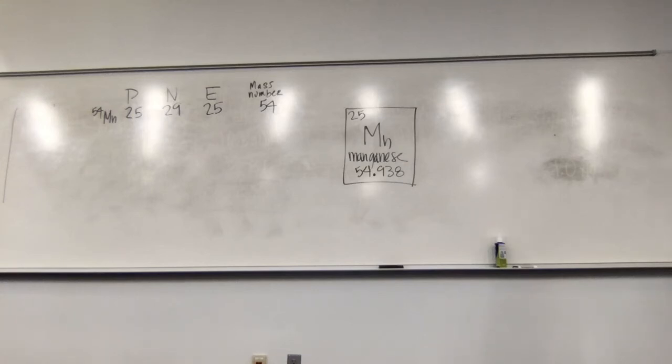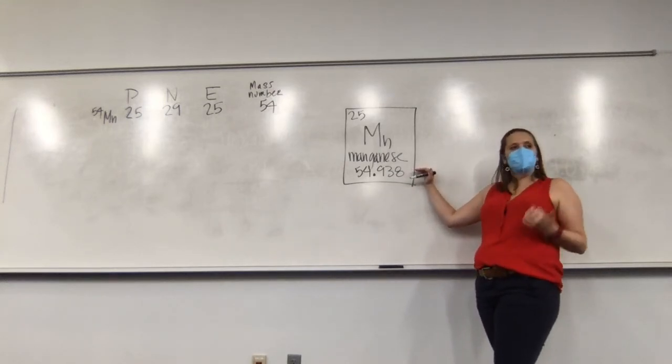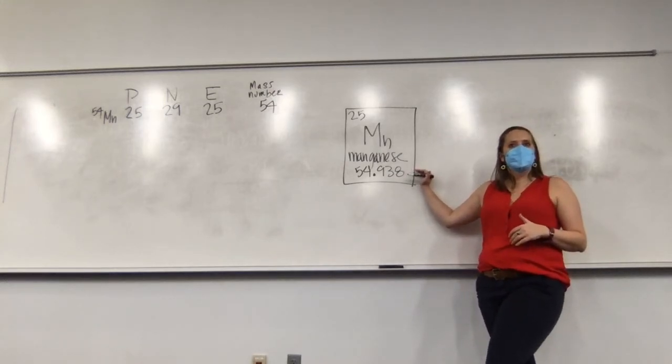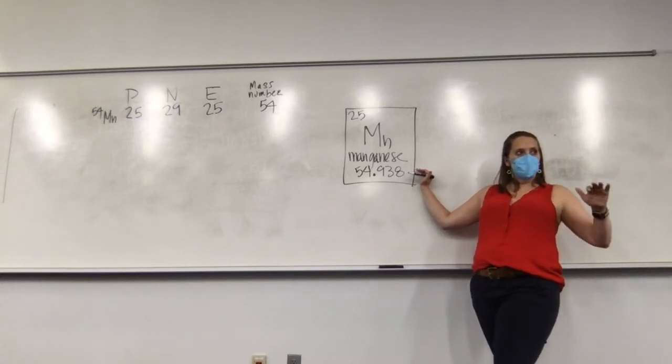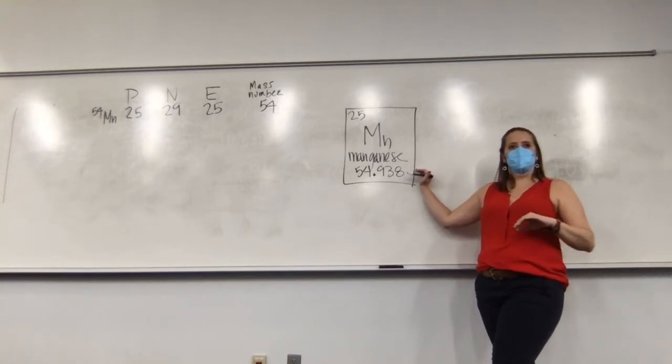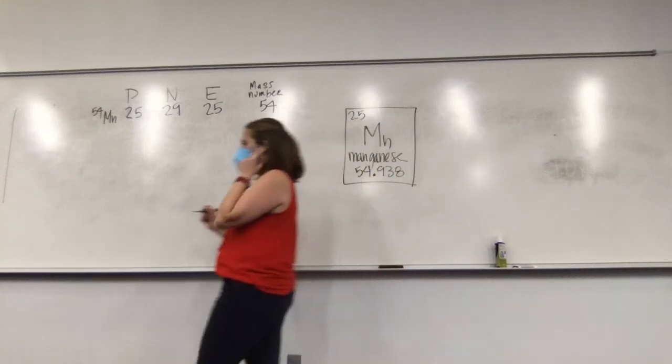So the mass number does not come from the periodic table. It must come from the isotope information. So if I just gave you iron, no isotope, you cannot come up with a mass number. Well, I guess no, you couldn't come up with the number of neutrons.